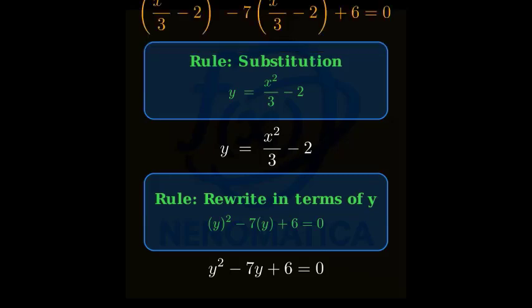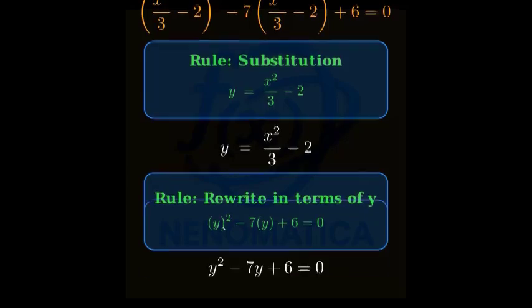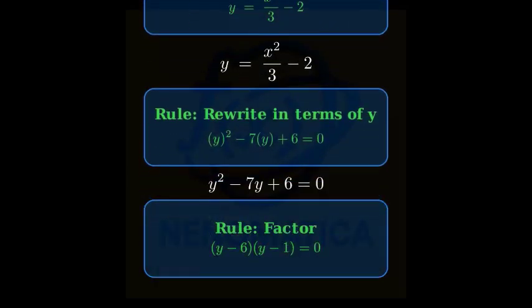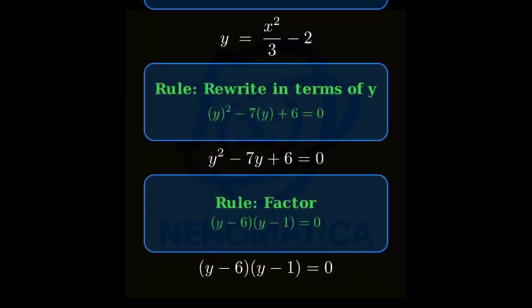Step 3. Factor the quadratic in y. We look for two numbers that multiply to +6 and add to -7. Those are -6 and -1. So the factorization is (y minus 6) times (y minus 1) equals 0. Step 4. Solve each factor.